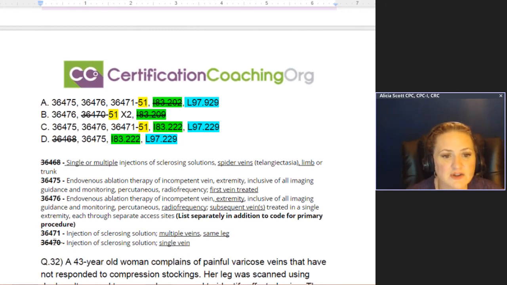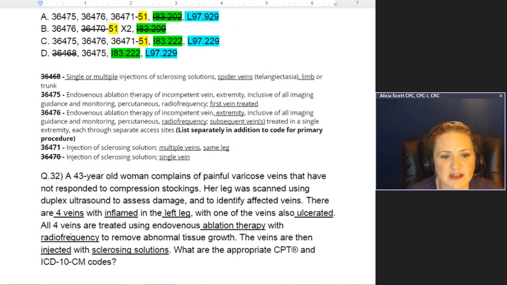I could stop there, but then I look up 7.1 and it says, oh, yep, you remember they injected him with that sclerosing solution, multiple veins, same leg. Yeah. So what is my choice? So then, oh, I put this down here so we could look at it again. See these words? Sclerosing, radiofrequency ablation, ulcerated, left leg. So there we go. We've ruled out all of the ones and we know which one's the answer now.